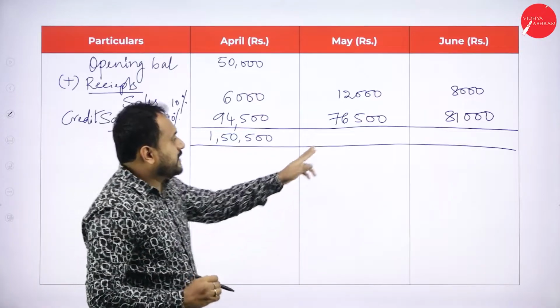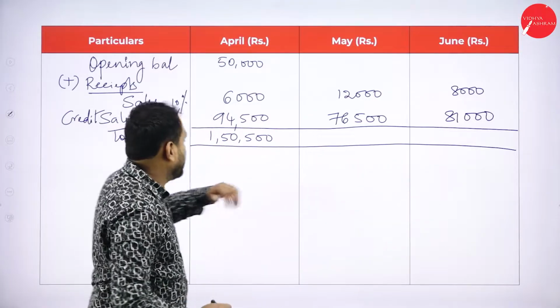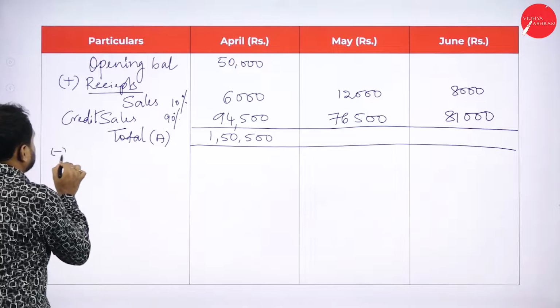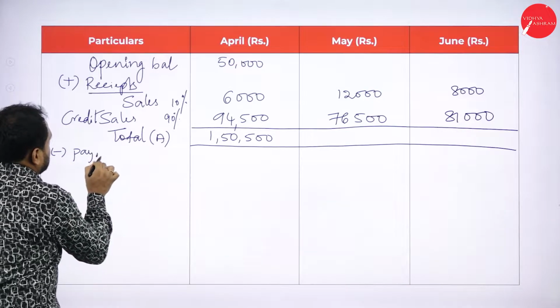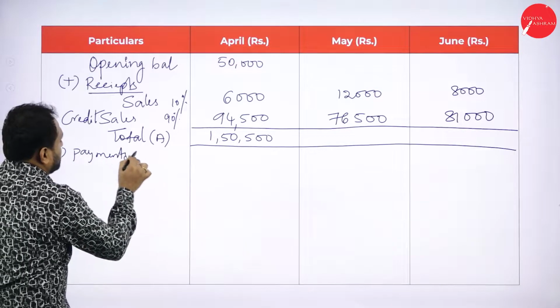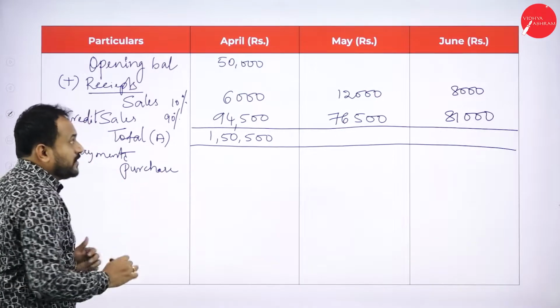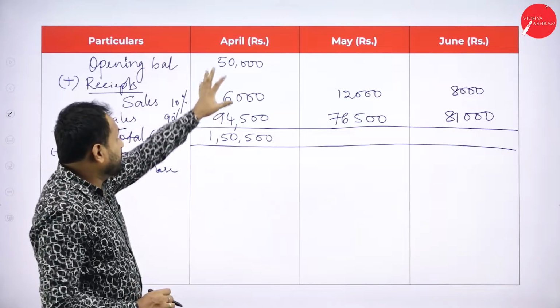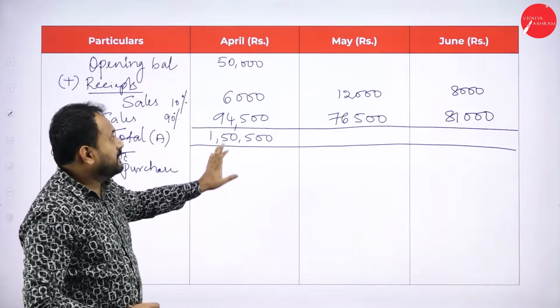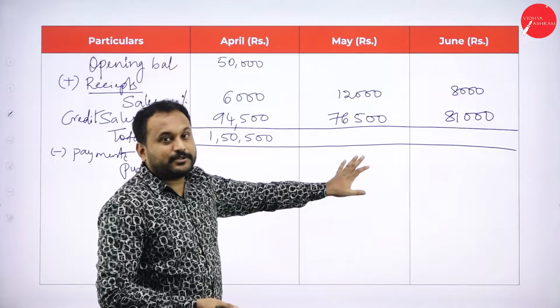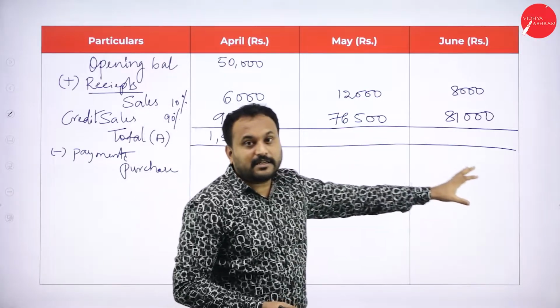1,50,500. Now should you calculate all these things? No, you are not supposed to write. Next entry is what? You need to subtract everything whichever is the payment. So the first payment here is what? Purchase. And what is that? They have actually said whatever you will take in the month of April, you are supposed to pay in the month of May. What you are supposed to take in May, you are supposed to pay in the month of June.